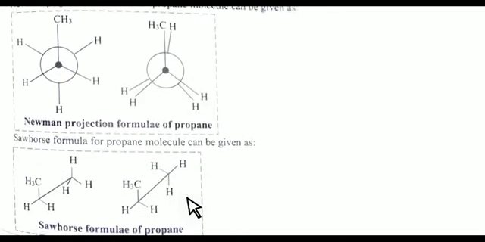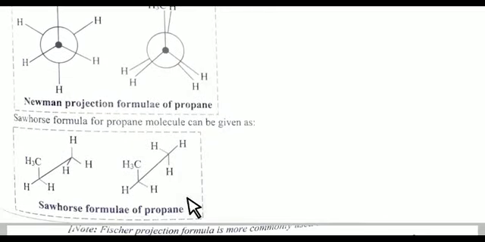Now the second formula is the Sawhorse formula of propane. As you have seen in this formula, the carbon-carbon single bond is represented by a slanting line. The lower end of the line represents the front carbon and the upper end represents the rear carbon. So this is the front carbon and this is the rear carbon. The remaining three bonds at the two carbon atoms are shown to radiate from the respective carbon.